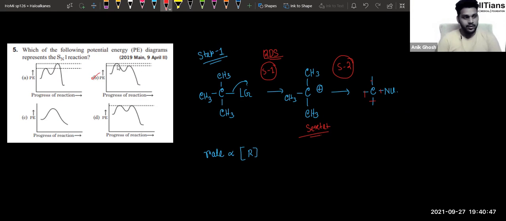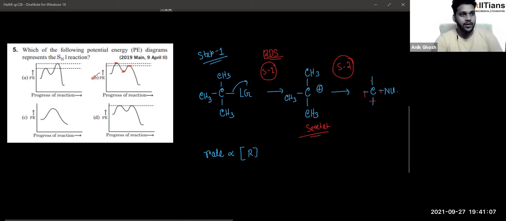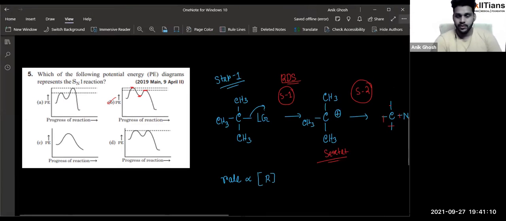You see that? The first step is taking more energy, leading to the higher energy, and this is my carbocation. This step is taking less amount of time. Clear, everyone? That's the process of solving these questions. Now I think we are clear.